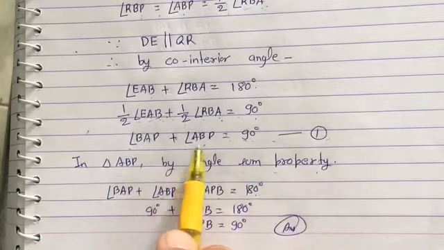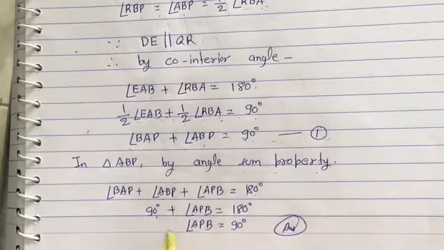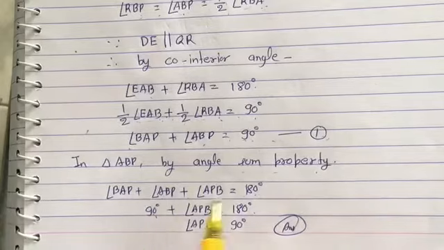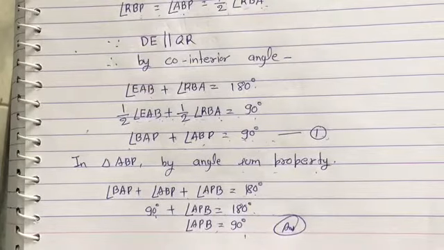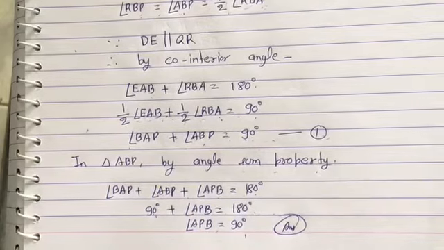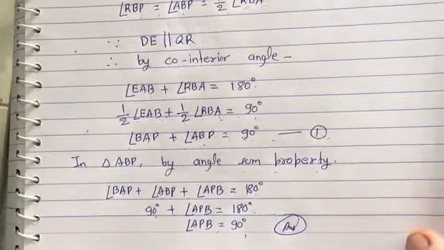The sum of these two angles from equation 1 is 90. Write down here, it is 90 plus angle APB is equal to 180. Now transfer this 90 to this side. This will become angle APB is equal to 180 minus 90, which will be 90. So this is the complete solution of your question number 4 from your NCERT exemplar book for today's class.